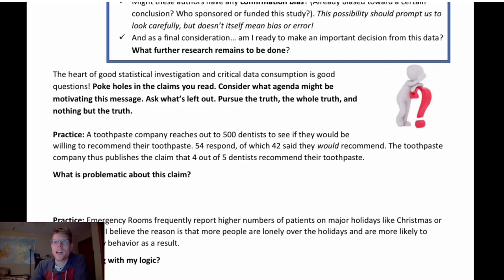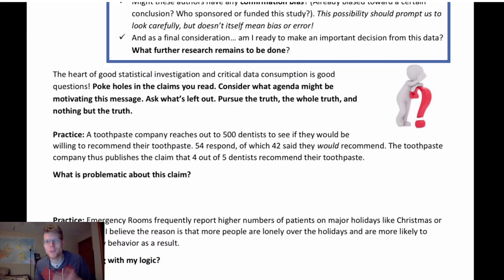All right, so let's look at a couple examples of data claims that have some flaws, and let's talk about what they are. So here we have a toothpaste company. They reached out to 500 dentists to see if they would be willing to recommend their toothpaste. 54 respond, of which 42 said that they would recommend this toothpaste. The company then publishes the claim that 4 out of 5 dentists recommend their toothpaste. Is there anything problematic about this claim?